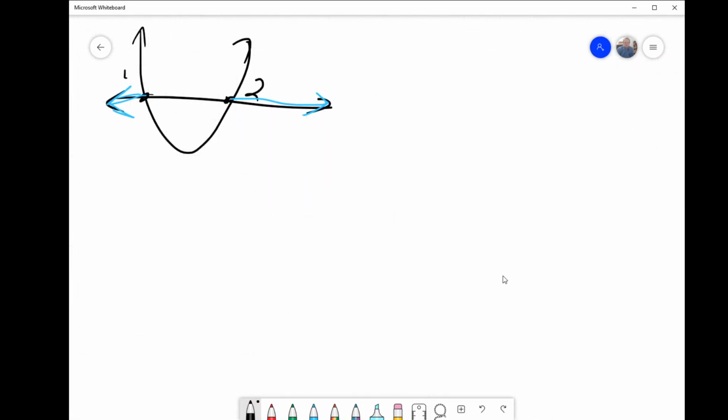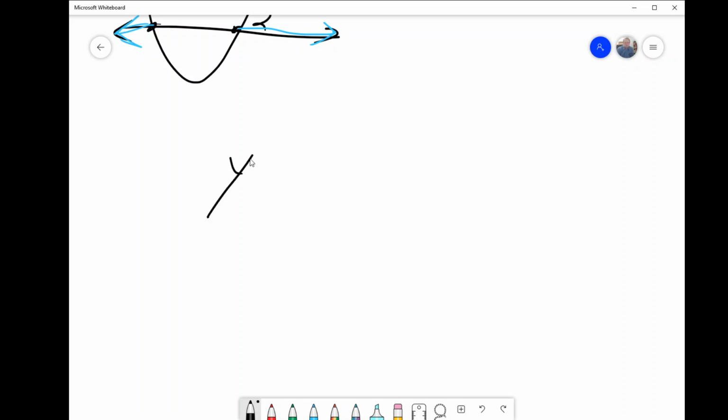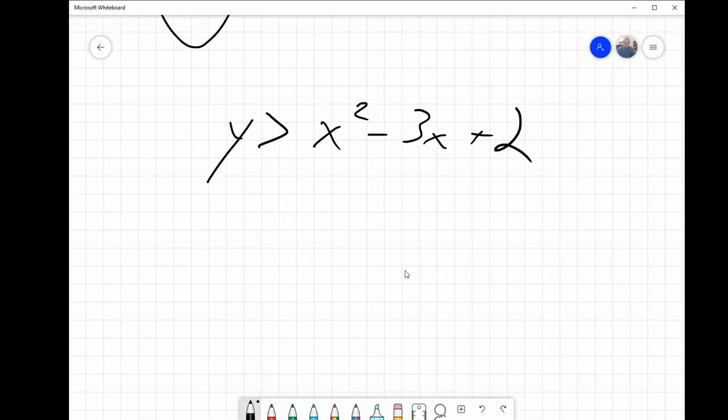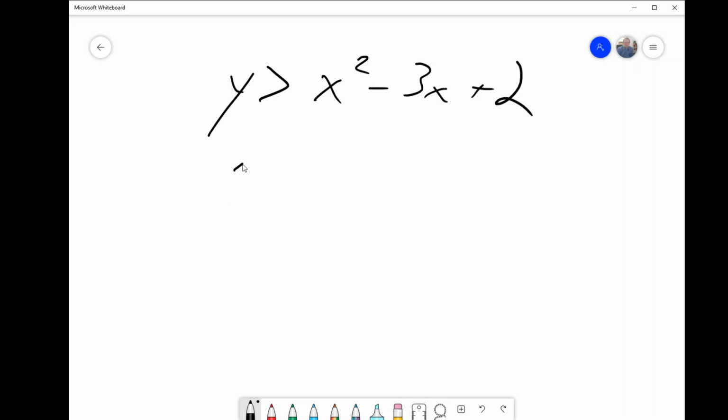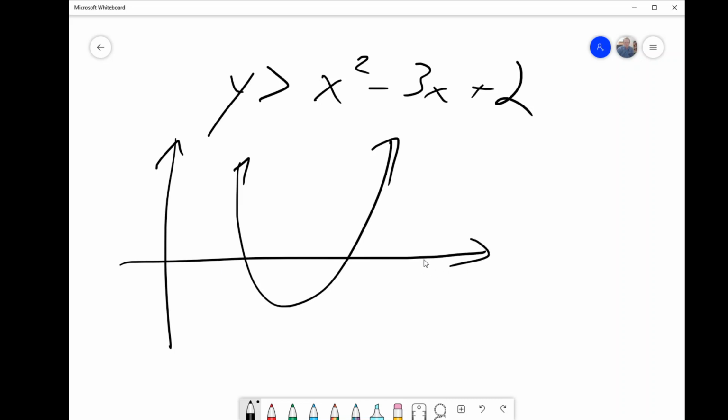But what if we have y greater than x squared minus 3x plus 2? Well, we're still going to have our x squared minus 3x plus 2 curve. But now if y is greater than this, this y, if we follow up to the curve, is less than the line. This y, if we look at the curve at that x, is greater than the line. So this is going to be an inequality in here.